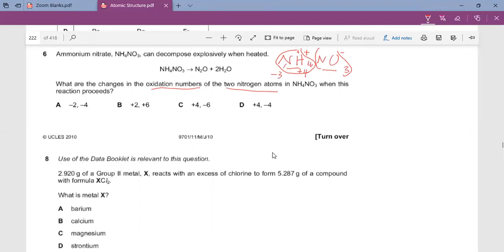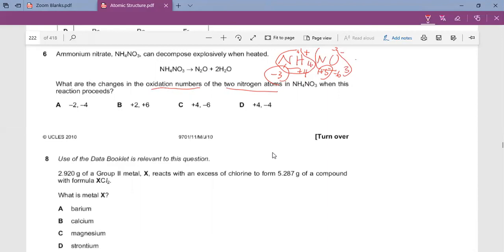Now for nitrate, the whole thing is -1. So oxygen is -2 here, so here will be -6, right? So here must be +5, isn't it? To get -1 overall. So it's -3 and +5, the 2 nitrogens here. Right now, when this reaction proceeds, what are the changes?